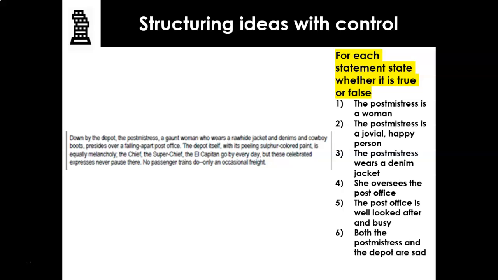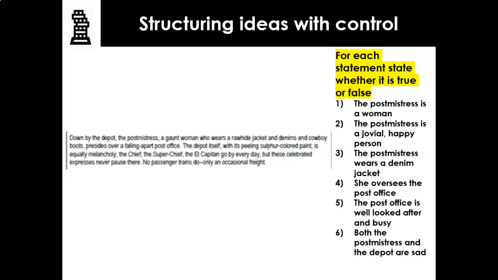Okay. So again, we've seen these here. It's rereading the paragraph, but to decide out of these 6 statements which is false and which is true. Okay, so number 1, the postmistress is a woman. The postmistress is a jovial, happy person. The postmistress wears a denim jacket. She oversees the post office. The post office is well looked after and busy. Both the postmistress and the depot are sad.